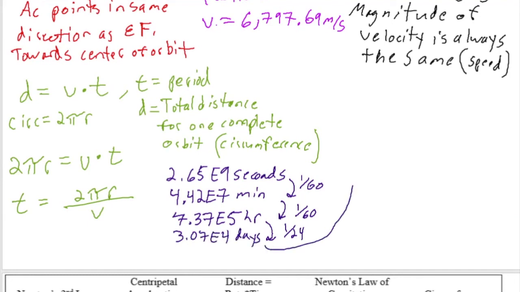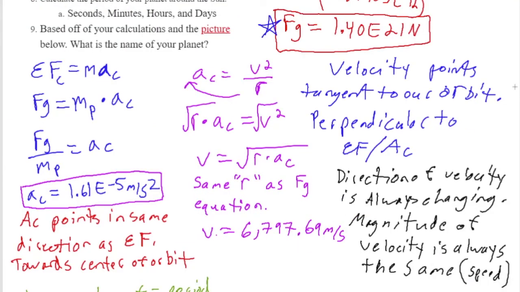And then finally, if we want to take all this and convert it into years, in order to find years, we're going to divide by 365 because all of this time is relevant to Earth time. And we find out that our planet takes 84 Earth years to complete one orbit. And why is that important?